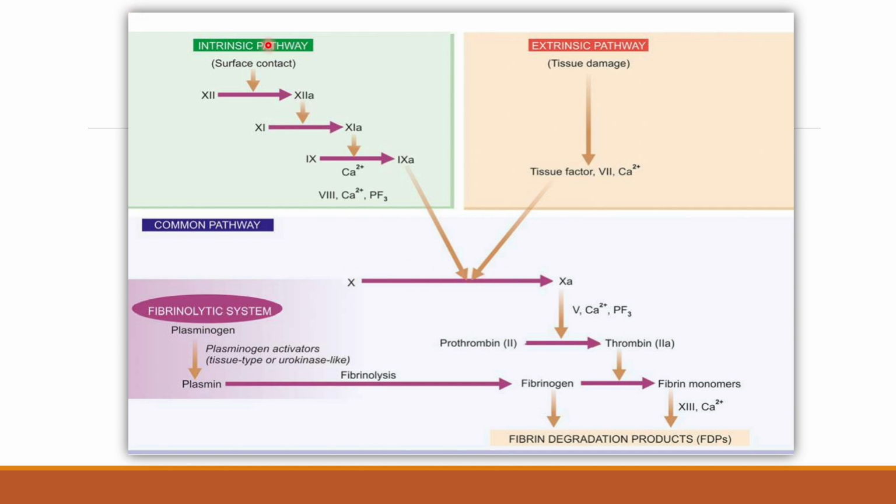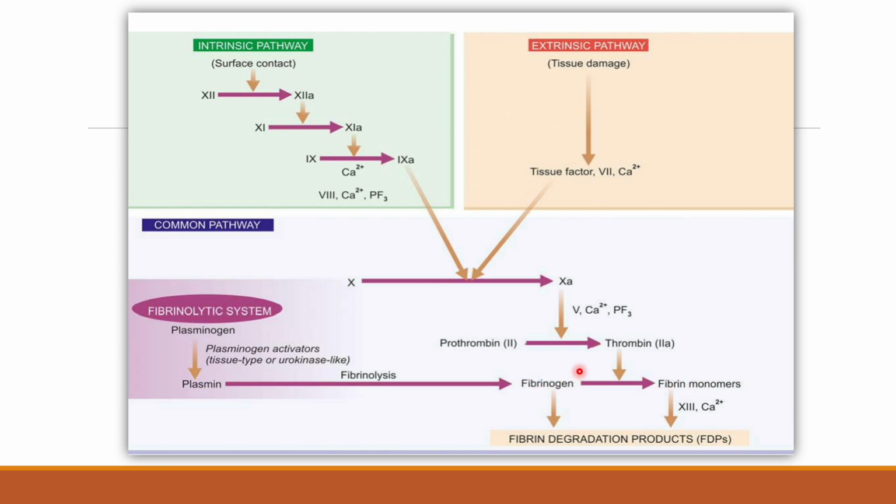If we talk about the intrinsic pathway, then first number 12 is activated, then number 11, then 9, then 8, and ultimately 10. So the 10 is involved in the common pathway of the coagulation system. And once factor 10 is activated, along with factor 5 and calcium, prothrombin, that is factor number 2, will be activated into thrombin. And this thrombin ultimately will convert fibrinogen to fibrin.